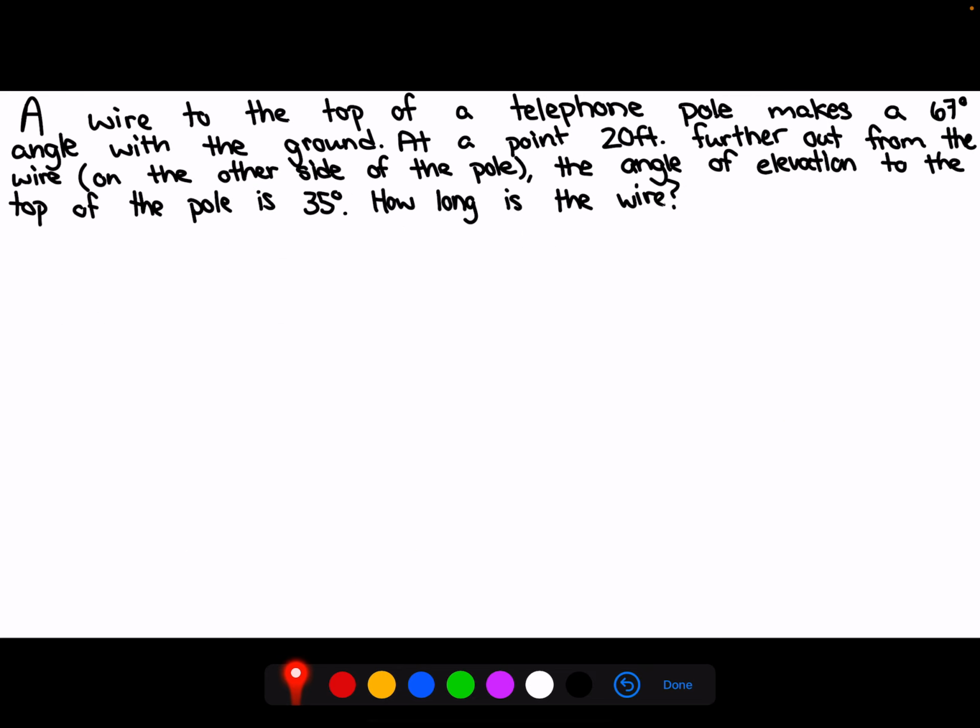Next up, we have a challenge problem. So a wire to the top of a telephone pole makes a 67-degree angle with the ground. At a point 20 feet further out from the wire on the other side of the pole, the angle of elevation to the top of the pole is 35 degrees. How long is the wire?